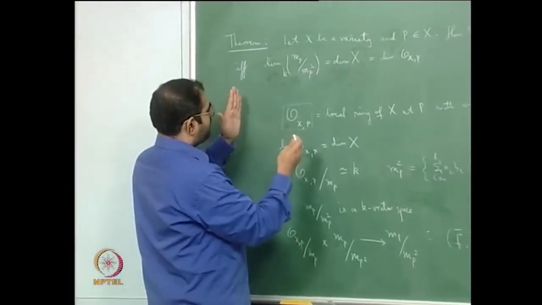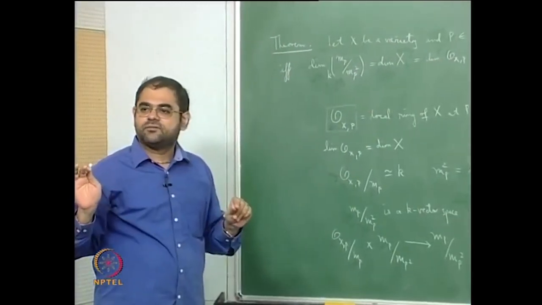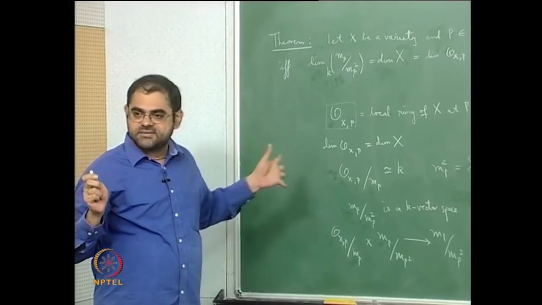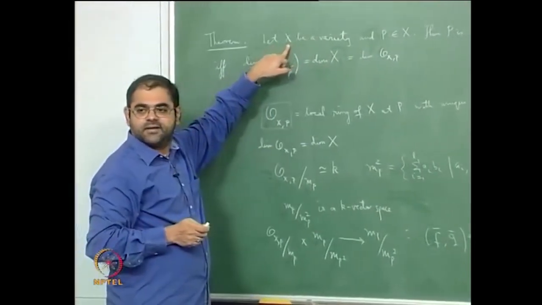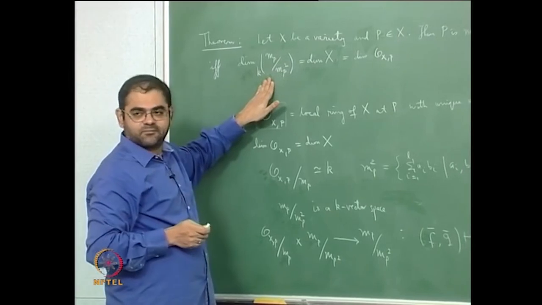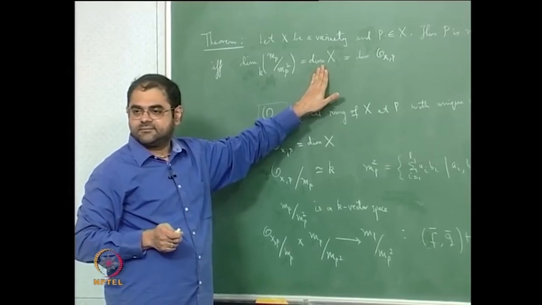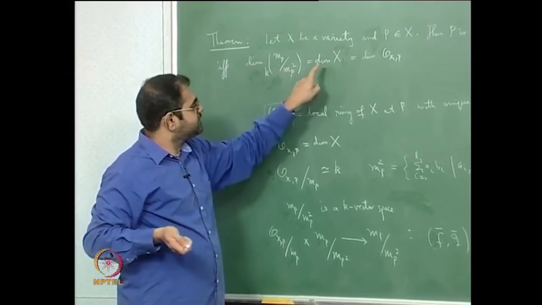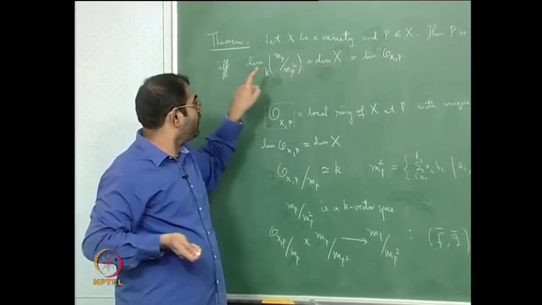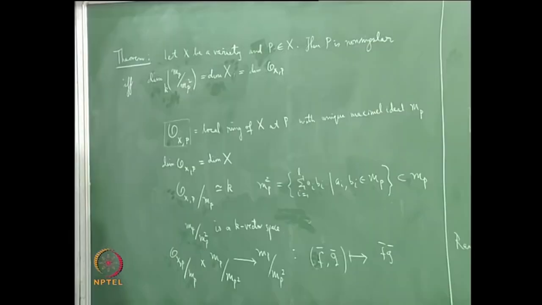So the point I want you to understand is that what this theorem is saying is exactly the analog of what we saw in the calculus situation: a point of a variety is smooth if and only if the dimension of the tangent space at that point is exactly equal to the dimension of the variety. And what will happen if it is a singular point? This will be bigger than this. You will have more tangent space, the dimension will be more than the dimension of the space on which the point lies. Okay.